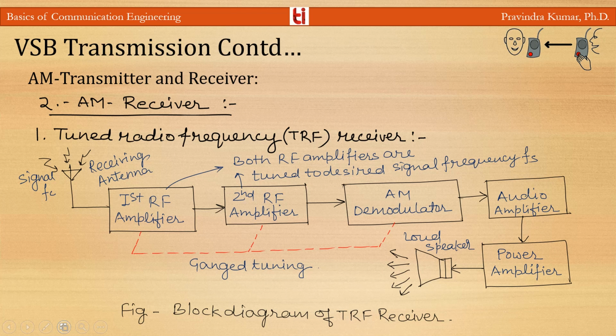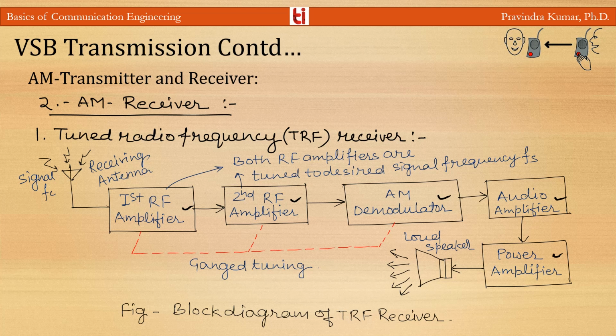This is the figure. This receiver consists of 2 or 3 tunable RF amplifiers. So these are the tunable RF amplifiers. All these amplifiers are tuned simultaneously to the desired signal frequency, and the AM demodulator, audio amplifier and power amplifier follow the tuned RF amplifiers.